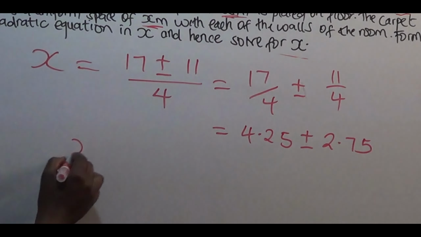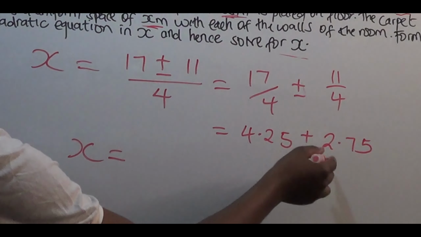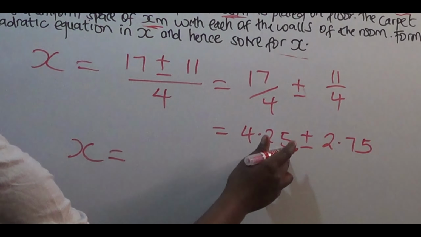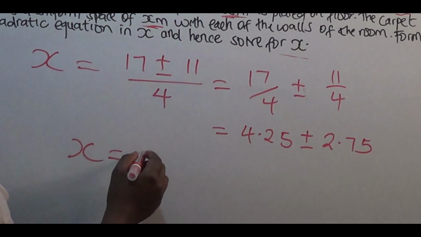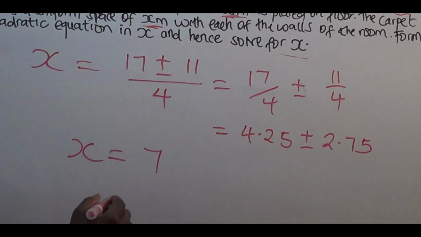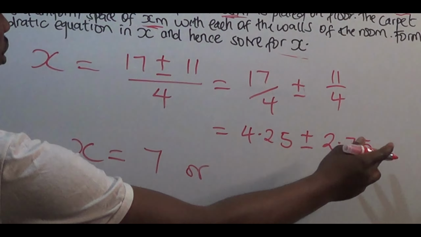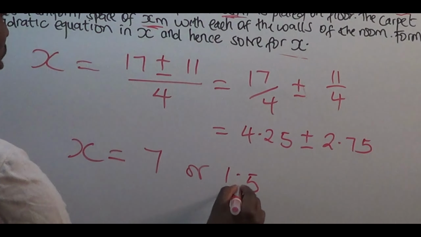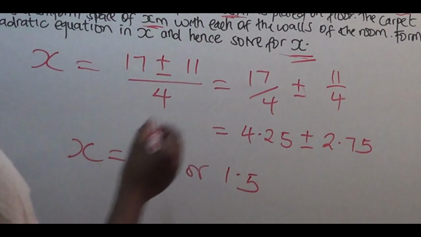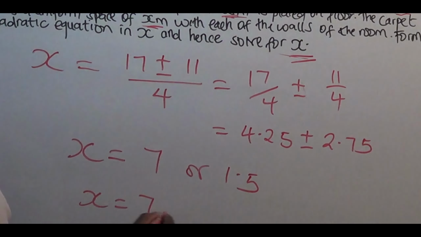So let us start with the addition. x equals to 4.25 plus 2.75, that is 7. Then or 4.25 minus 2.75, that is 1.5. So the x needed here, x is equal to 7 or 1.5. Any answer you give is the correct answer.